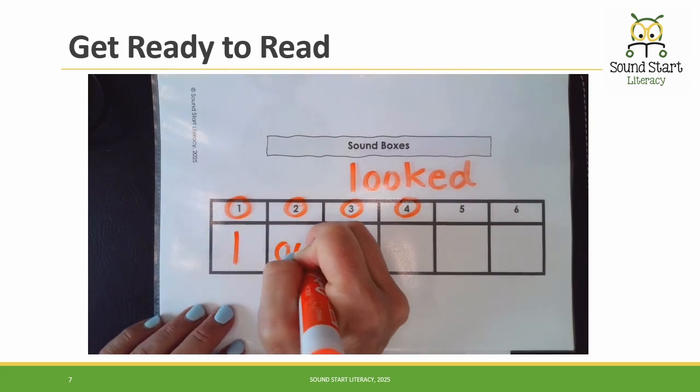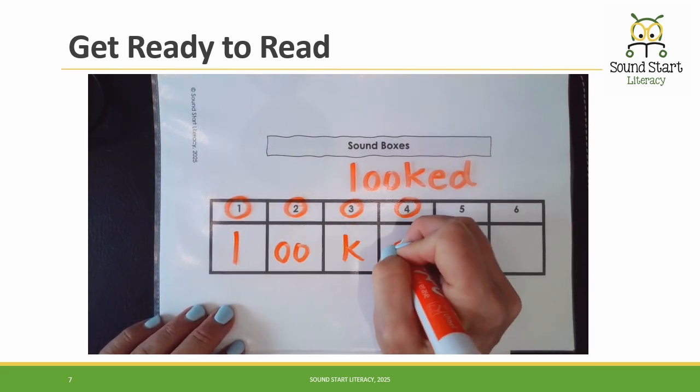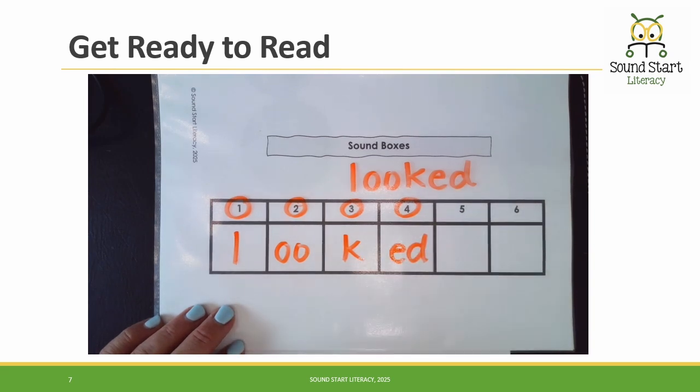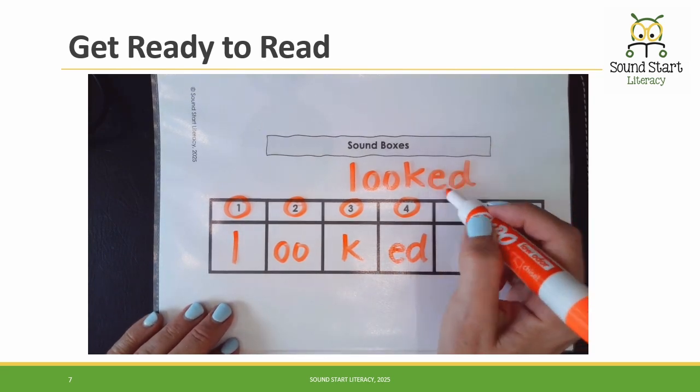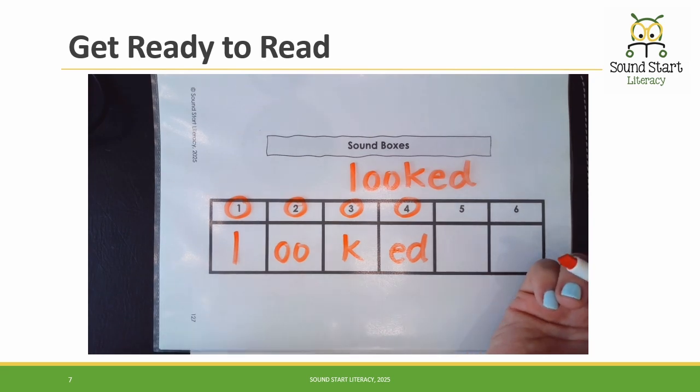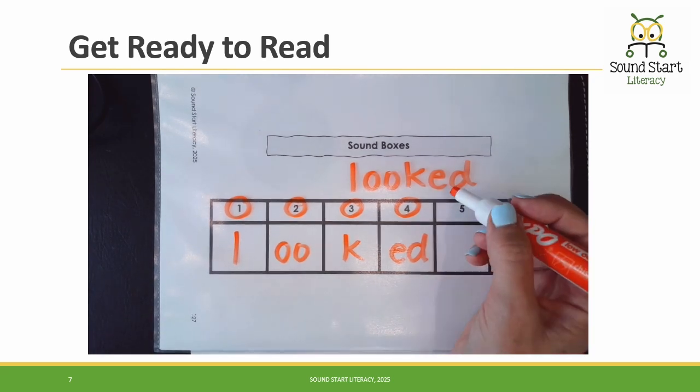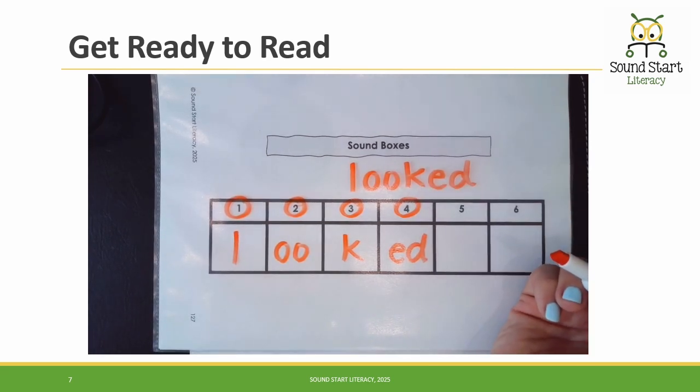L, k, t. Looked. Now, if the student isn't sure, do we separate the E with the D? You can remind them, and at this point they will have learned that the ED suffix is 1 unit and it is the T sound in this word. So they probably won't have a problem with that.